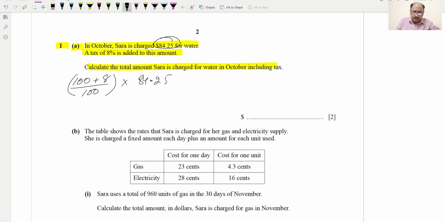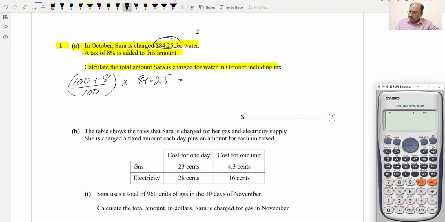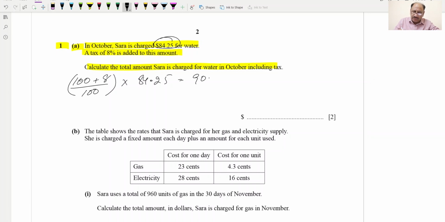84.25. So the calculation will be 108 divided by 100 multiplied by 84.25, and this results in 90.99. So $90.99 will be our answer, and this is a 2-mark question.